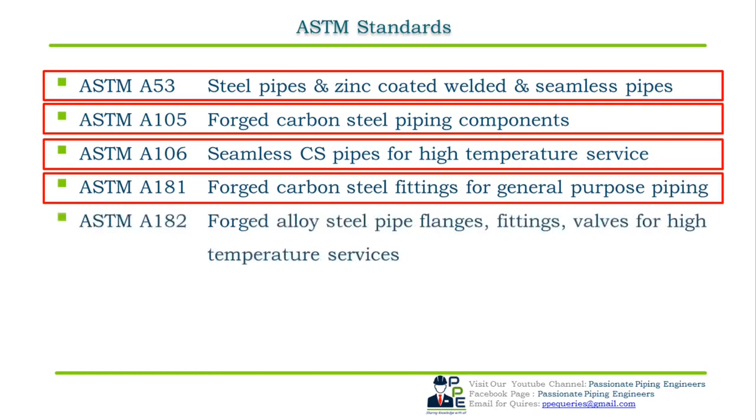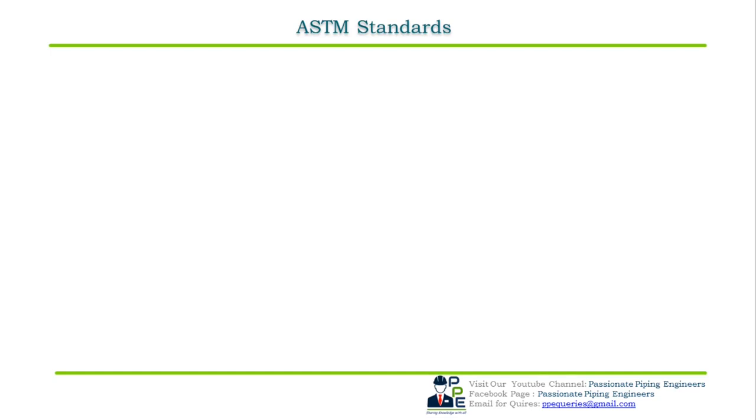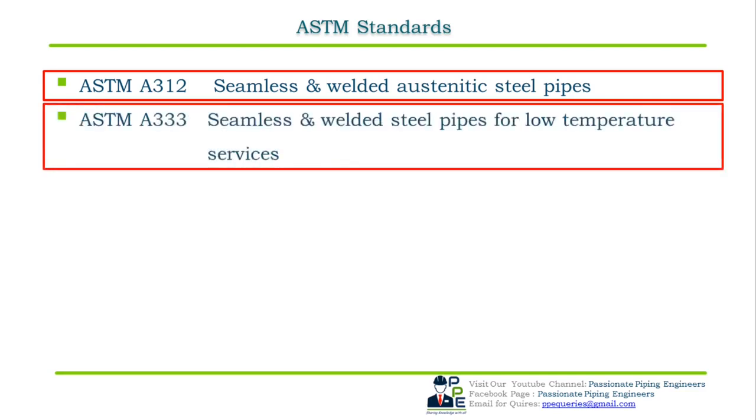ASTM A182, forged alloy steel pipe fittings, flanges, valves for high temperature service. ASTM A234, pipe fittings of wrought carbon steel and alloy steel for medium and high temperature. ASTM A312, seamless and welded austenitic steel pipes. ASTM A333, seamless and welded steel pipes for low temperature service.